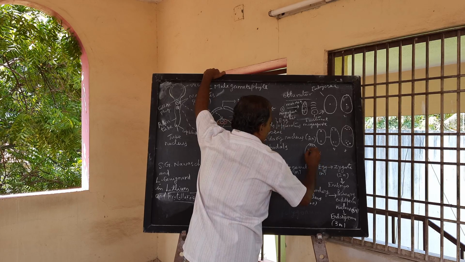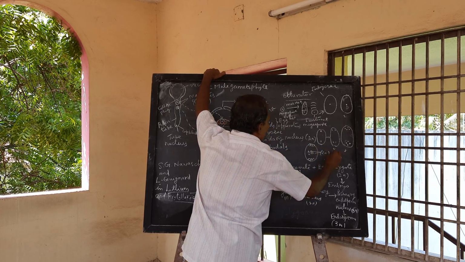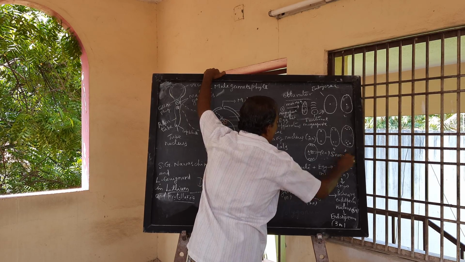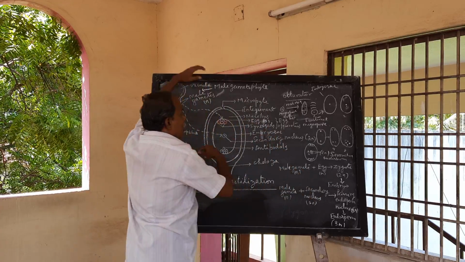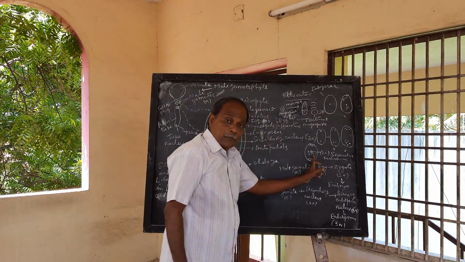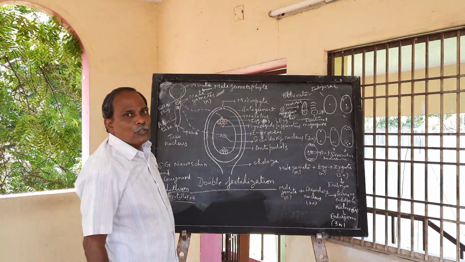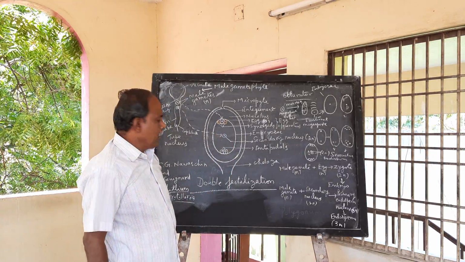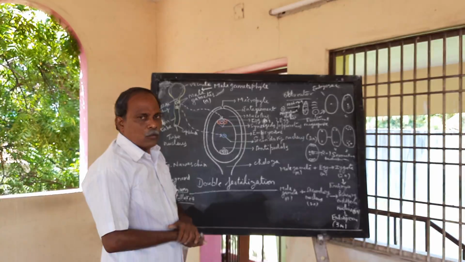These two, n plus n, fuse to form the secondary endosperm nucleus. So in that way, one fusion has already happened, then the second fusion, so triple fusion. That's why it is called triple fusion. Double fertilization and triple fusion. Okay. Then next we will see post-fertilization changes tomorrow.